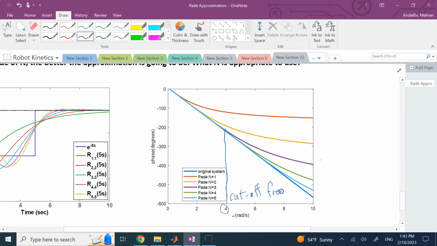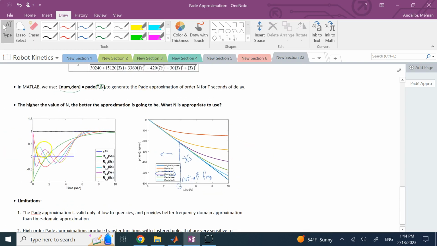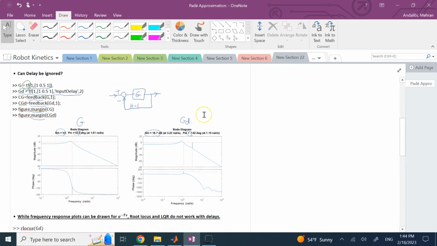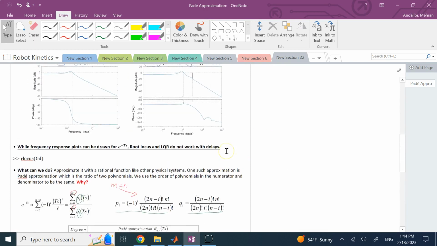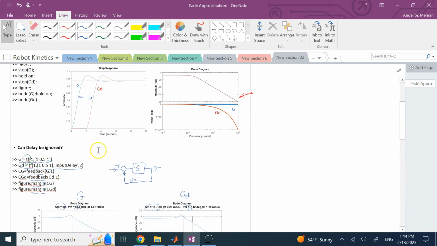If this is the cutoff frequency, then if you look until that frequency, which order is good? Well, clearly I see order 3 is good, so I use only order 3, because after that I don't care. I'm not going to be dealing with higher frequencies, so I'm not going to work in this region. I only work in this region, so maybe order 3 is enough for me. So you can look at the range of frequencies in which your system is working, and based on that you choose the n. And so once that's the case, then you can always approximate the system.